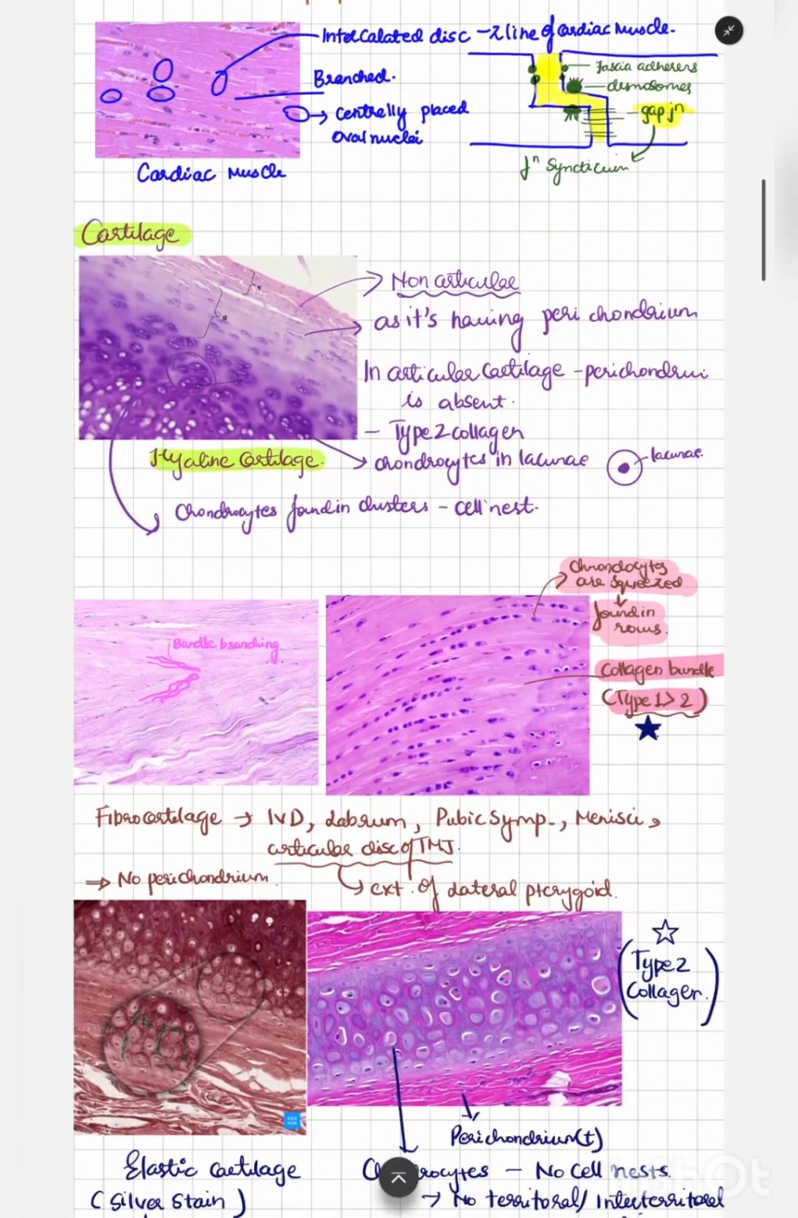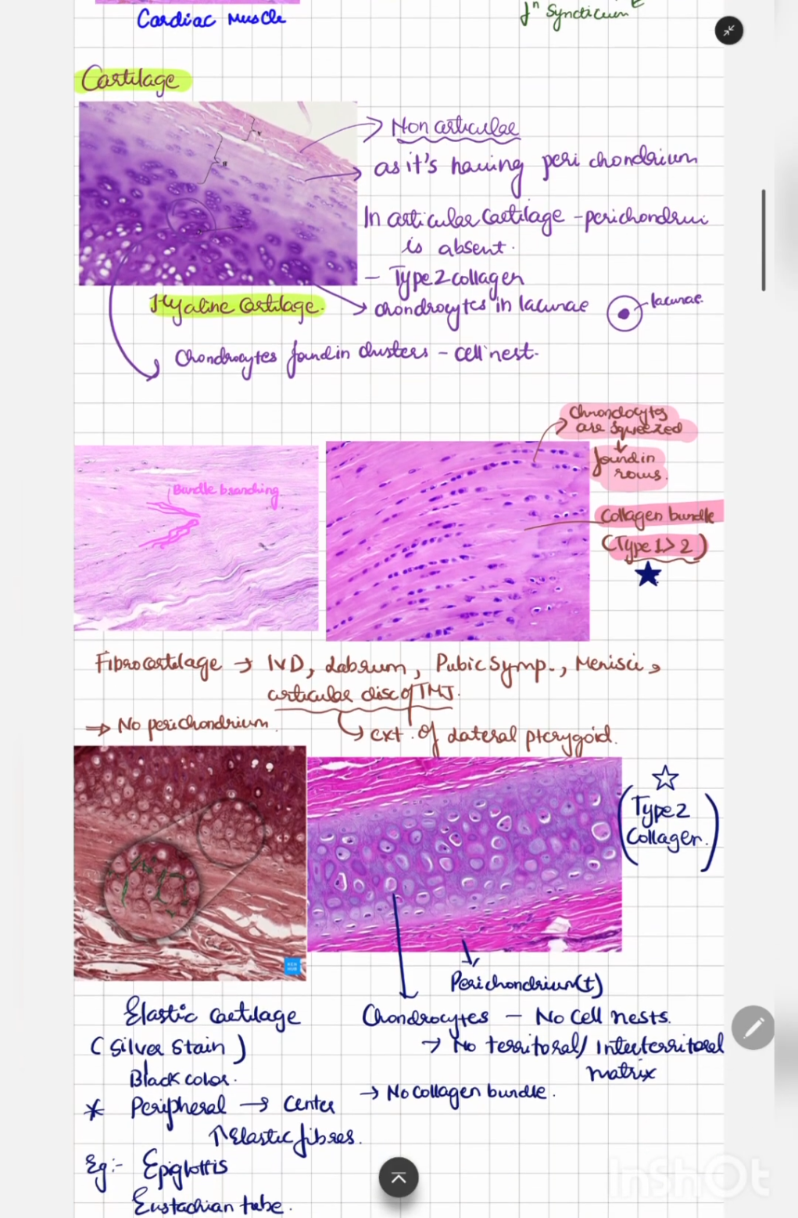Then coming to cartilage, there is a famous mnemonic for the type of collagen found in cartilage. Read it as cartilage. So cartilage has type 2 collagen, right? Basically, there are two types of cartilage. The first one is non-articular, the second one is articular. Non-articular has perichondrium, and in articular cartilage the perichondrium is absent, right? Broadly speaking, there are three types of cartilage: hyaline, fibrocartilage, and elastic cartilage.